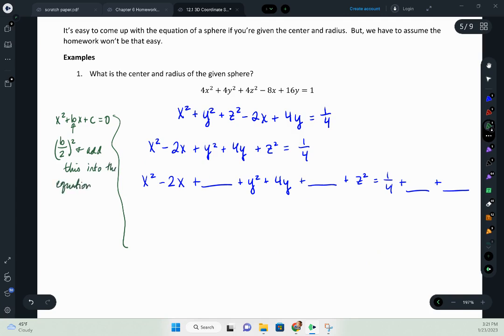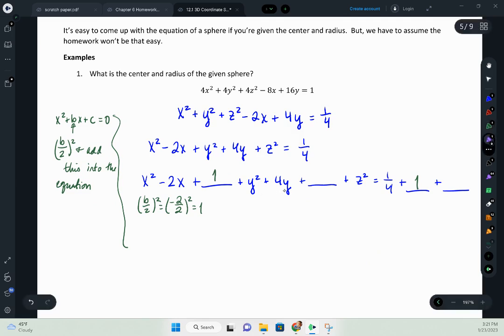And it's going to make me have a perfect square trinomial. So let's see. Underneath the x squared minus 2x plus the blank, if I'm looking at b over 2 all squared, b is negative 2 here. So negative 2 over 2 all squared, that's going to give me a negative 1 squared, which is 1. So that means I'm going to add in 1 on the left, and I'm going to add in 1 on the right.